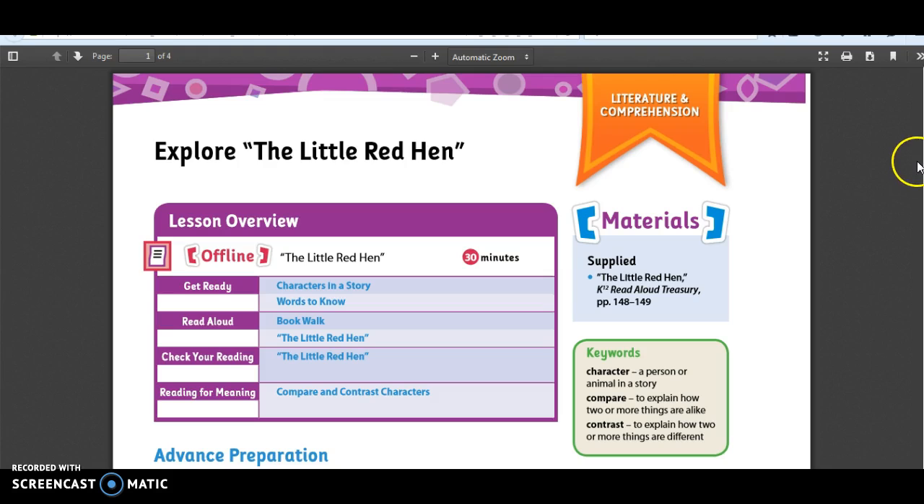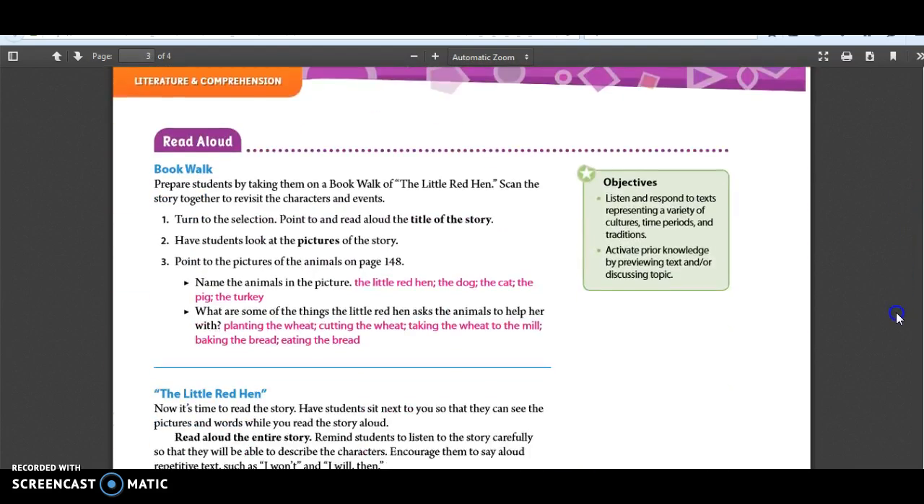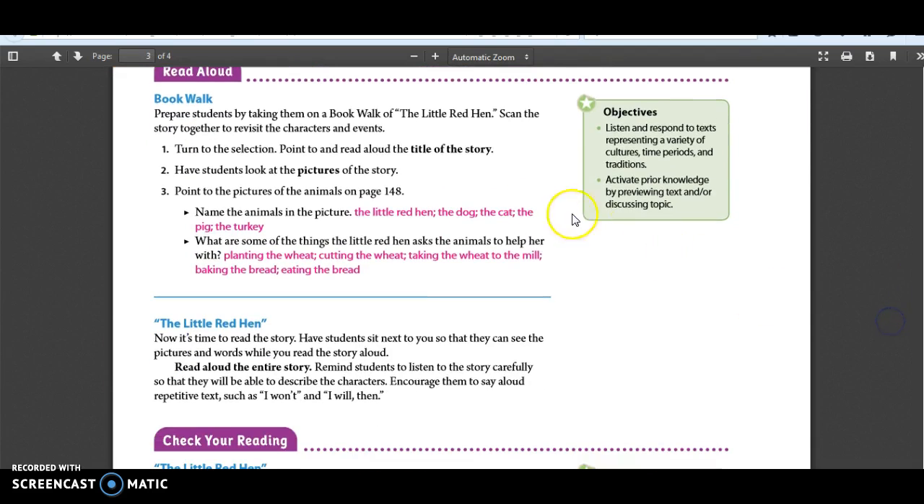If this is a separate day that you are doing Lesson 5, you will want to go back and do a book walk through the story once again with your student. You will want to read the title of the story to your student. You want your student to look at the pictures in the story, especially the pictures on page 148. Have them look at the animals in the picture, the little red hen, the dog, the cat, the pig, and the turkey.